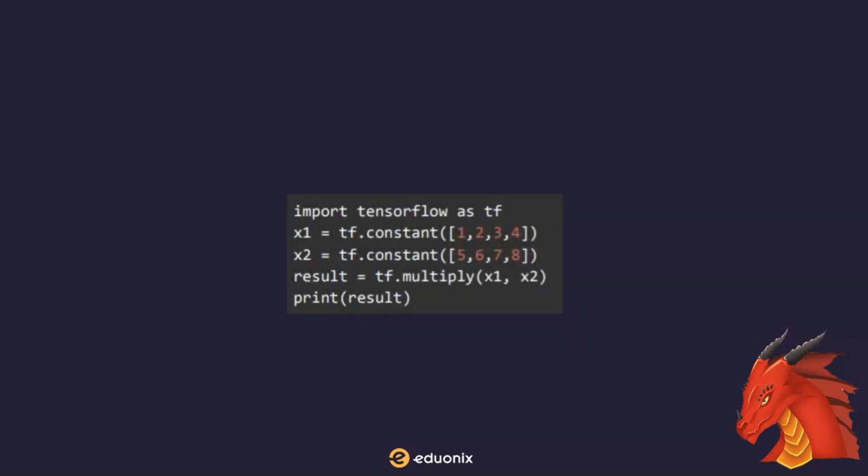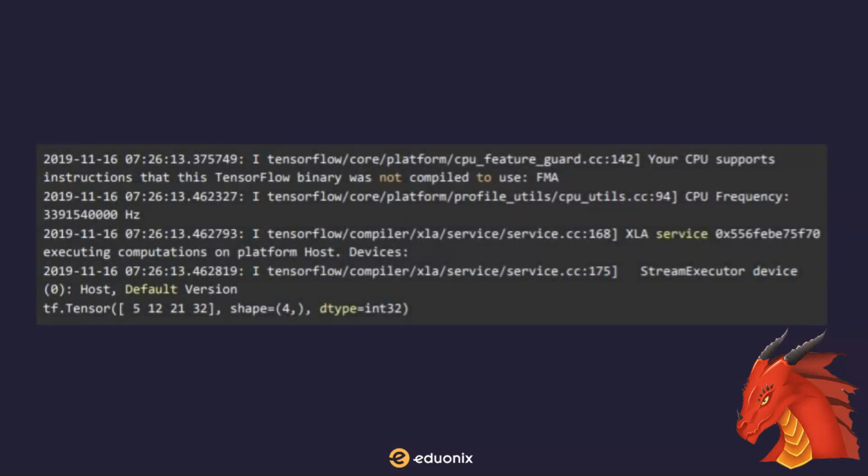Let's try a light example before trying any heavy lifting. Module 3.1. First, import the TensorFlow library under the alias tf, then initialize x1 and x2 using the tf.constant method, passing in arrays of 4 numbers. Next, you can use the multiply method to multiply your 2 variables. Store the result in the result variable. Lastly, print out the results with the help of the print function.